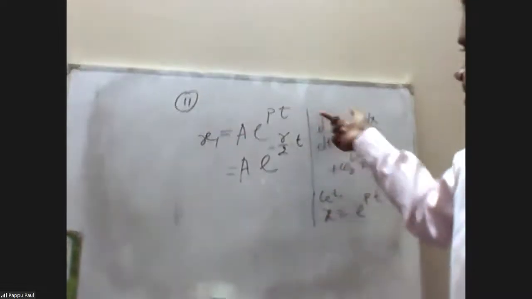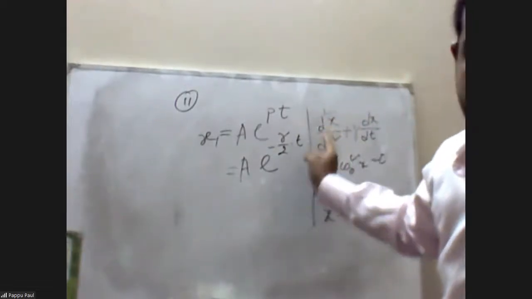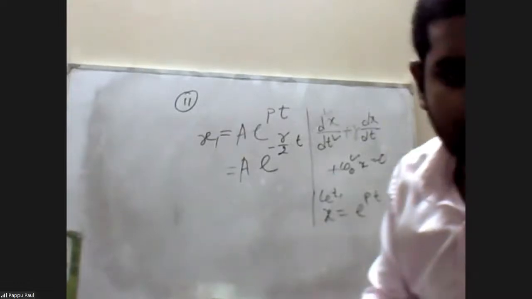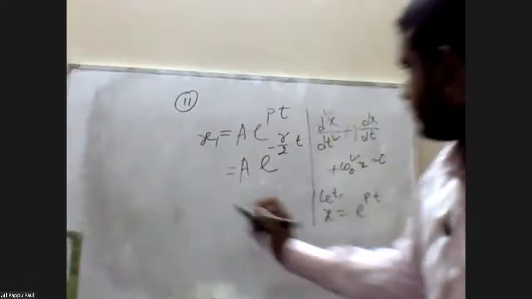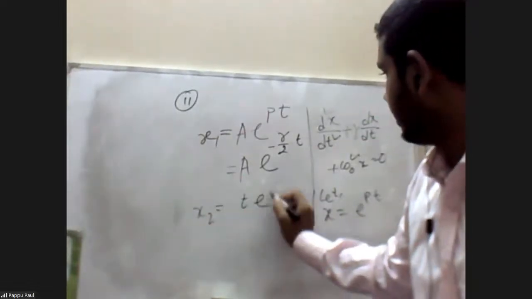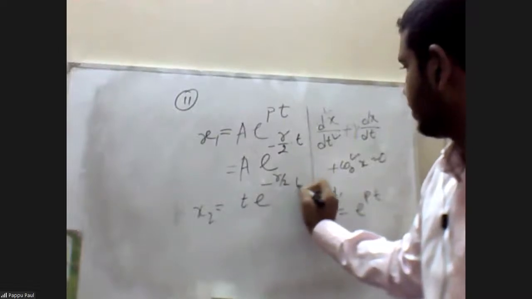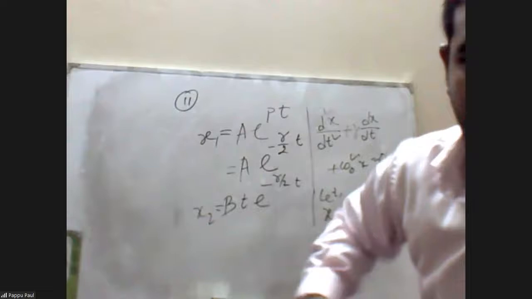But this is a second order differential equation, so there will be two solutions. If one solution is like that, the other solution will be like t e to the power minus gamma by 2 into t. Here we need a constant.